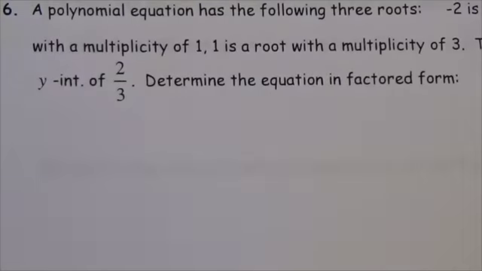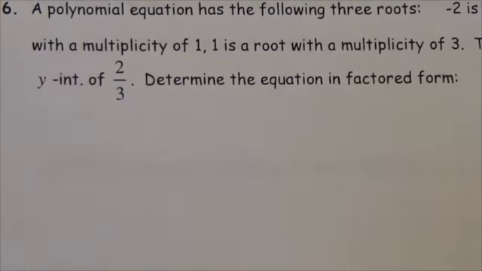A polynomial equation has the following three roots. Negative 2 is a root with a multiplicity of 1. 1/3 is a root with a multiplicity of 1. 1 is a root with a multiplicity of 3. The graph of the corresponding function has a y-intercept of 2/3. Determine the equation in factored form. All right, this question is essentially asking what a lot of the previous ones have been asking here, just doing it without the graph here. We don't have the luxury of having the graph. But we are told a bunch of things here.